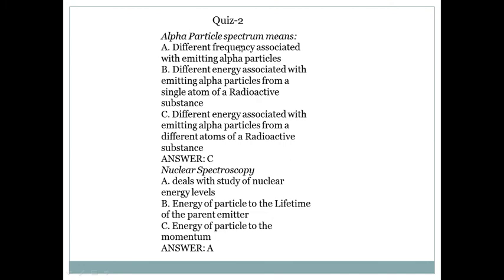Alpha particle spectrum means: different frequency, no. Different energy associated with emitting from a single atom, no. Different energy associated with emitting alpha particles from different atoms. Now this is why it is called a spectrum. One atom is going to emit only one alpha particle, so that's not going to give you spectrum. The spectrum is going to be caused because of a group of atoms here. So this is the correct option.